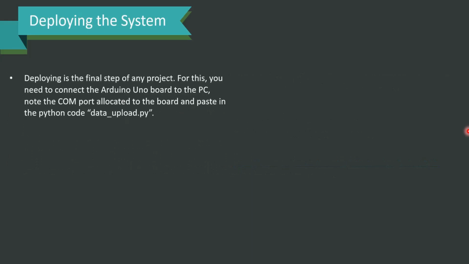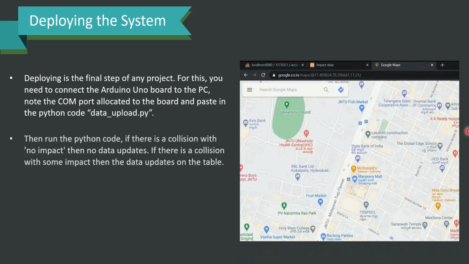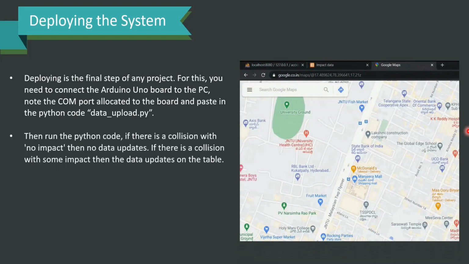Deploying the system. This is the most important step, and this is very easy to do as well. Deploying is the final step for any system. For this, you need to connect the Arduino Uno board to the PC, note the COM port allocated for the board and paste it in the Python code data_upload.py. We have been repeatedly telling you about the importance of the COM port, and make sure that you do not miss it. To run the Python code, if there is a collision with no impact, then no data updates.